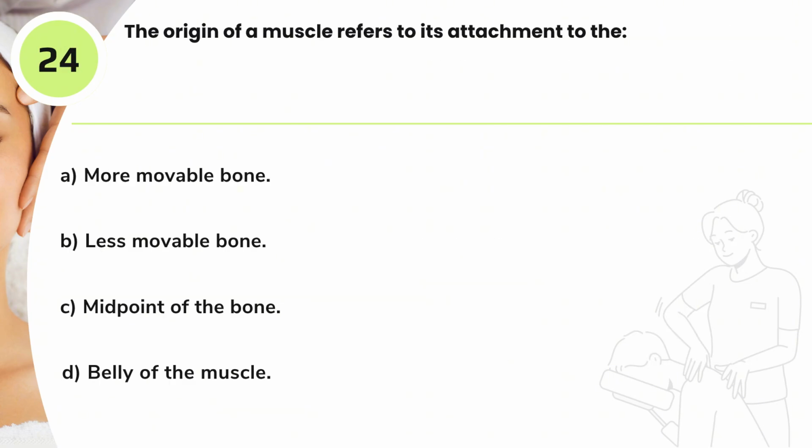Question 24. The origin of a muscle refers to its attachment to the A. More movable bone. B. Less movable bone. C. Midpoint of the bone. D. Belly of the muscle.